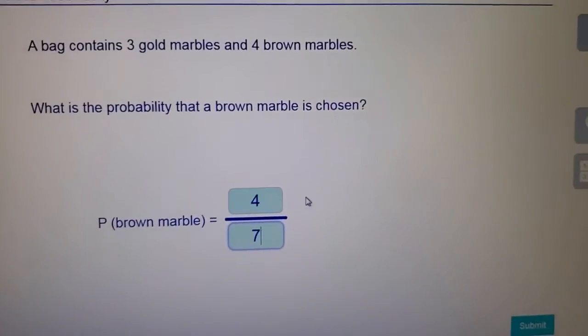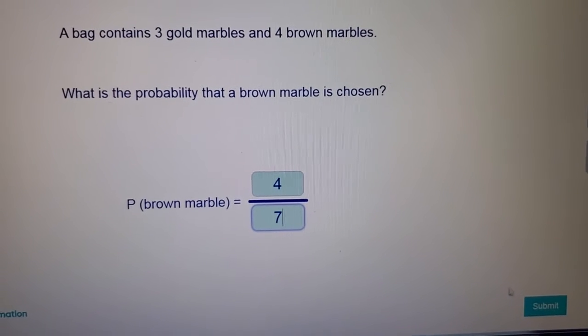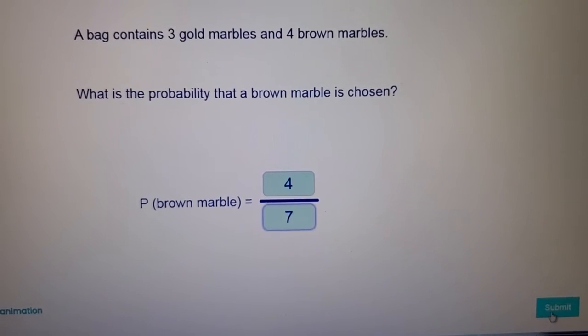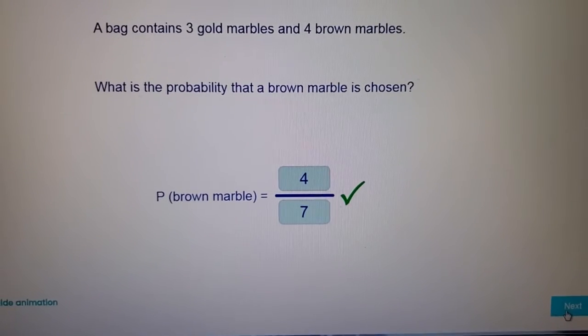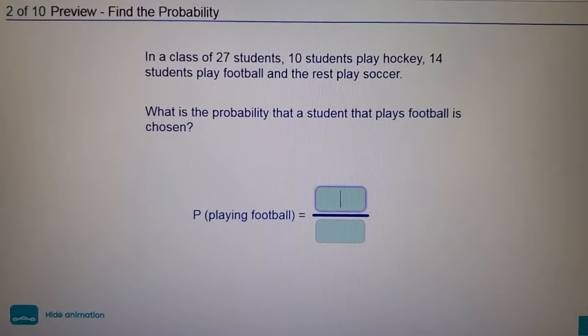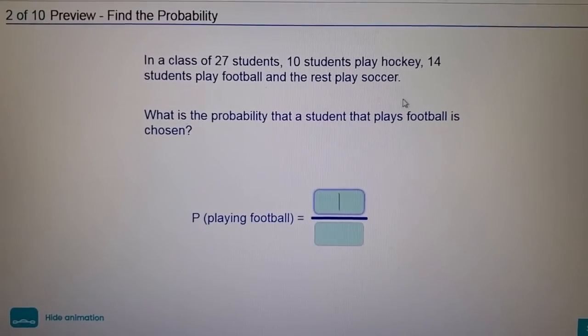Then you quickly look, can you simplify that fraction, put it in the simplest form? No, we can't, because 7 is a prime number. So we click on that, and that's that one. Here's a more complicated one, but it's still the same process.